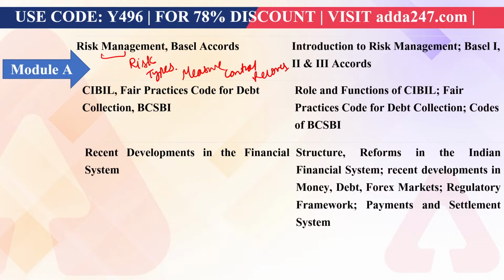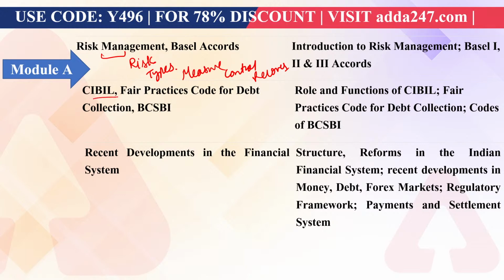And the Basel Accord, these are very important. We should know about the Basel Committee. After that, we should know about the BIS, Bank for International Settlements. That is very important. So we have to cover the Basel Accord, the Basel Committee, and also the Basel norms. Okay, so this we have to cover. Then CIBIL, Fair Practices Code for Debt Collection, BCSBI, we have to cover.